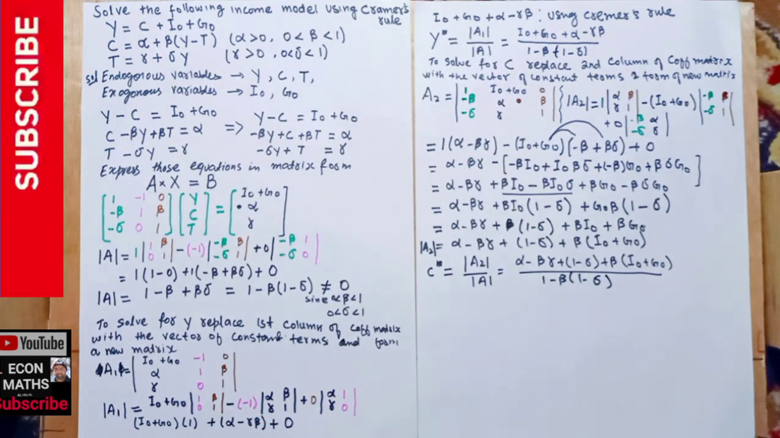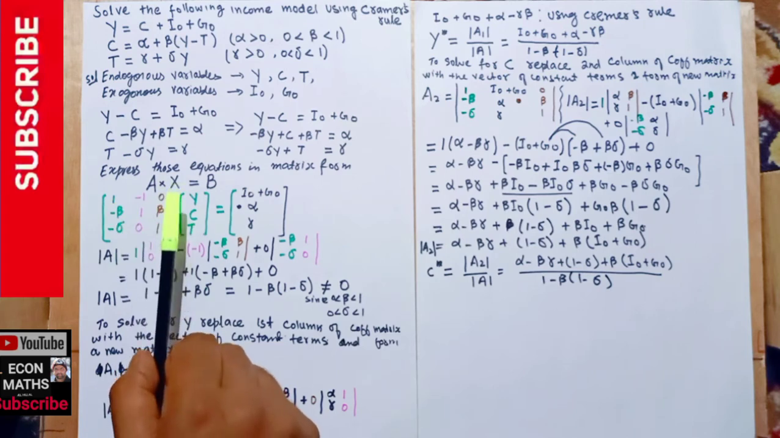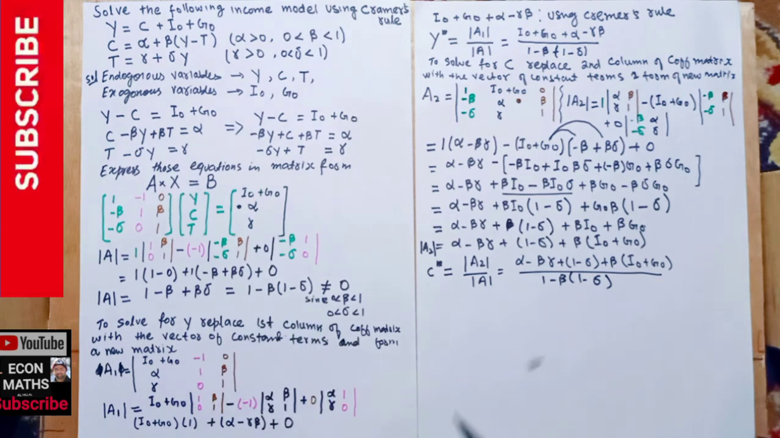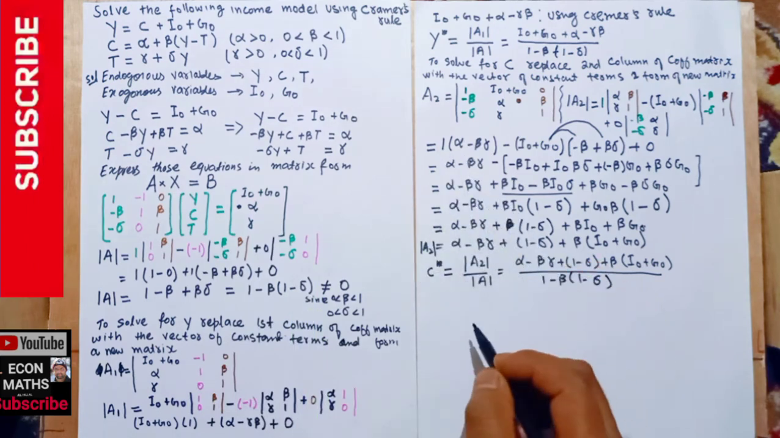Similarly we have to find the equilibrium taxation, that is the value of T. For this we use the same method, ditto the same method. Only one thing is we have to replace the third column with the column of constant terms. So I will not write this, I will cut it short here.